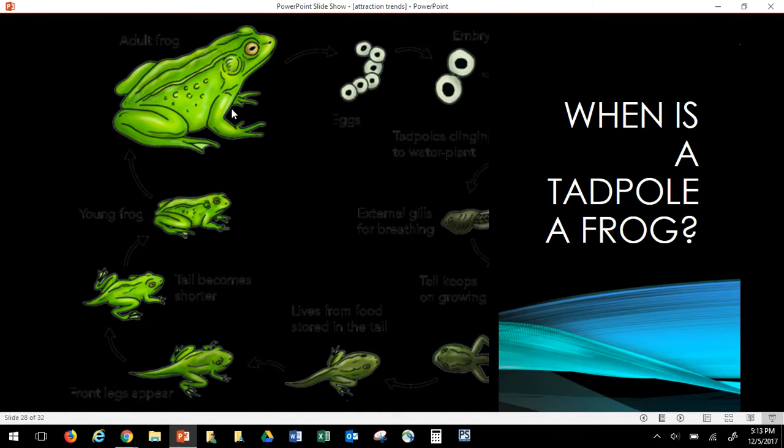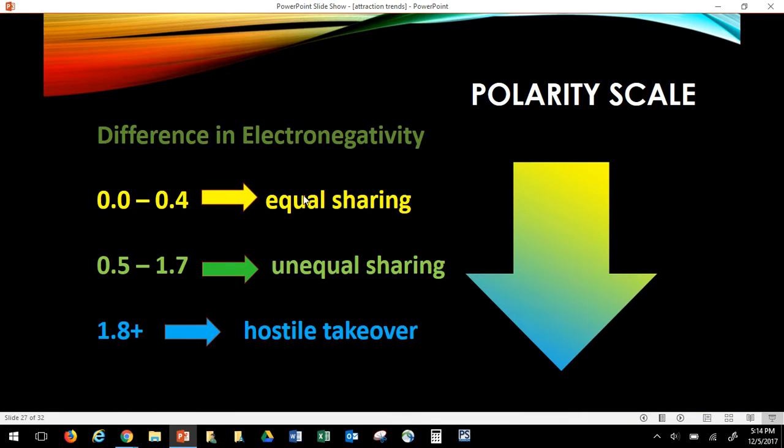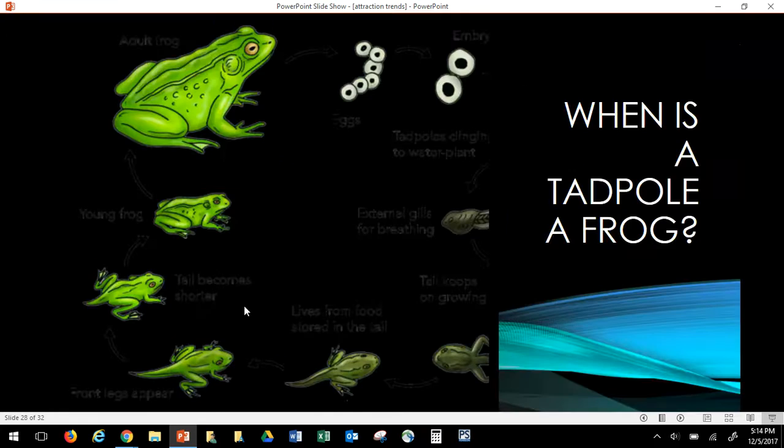Another way to look at this is if a tadpole, right? Here's a tadpole, here's a frog. At what point is a tadpole no longer a frog? And we could argue about when it happens, but the reality is this is definitely a frog. That is definitely more like a fishy tadpole. And at some point in between here, it turns over from tadpole to frog. And so too, at some point, does equal sharing become a hostile takeover? At what exact moment does it happen? It's hard to say, but we kind of say it's at 1.8 electronegativity difference.